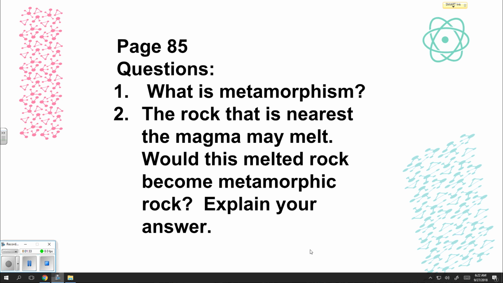Metamorphism is the process in which heat, pressure, or hot fluids change the chemical composition of rock. Highlight that sentence. Question number 1, what is metamorphism? That is a process in which heat, pressure, or hot fluids change the chemical composition of rock.